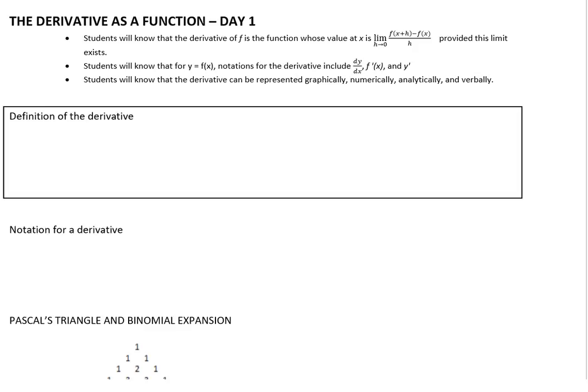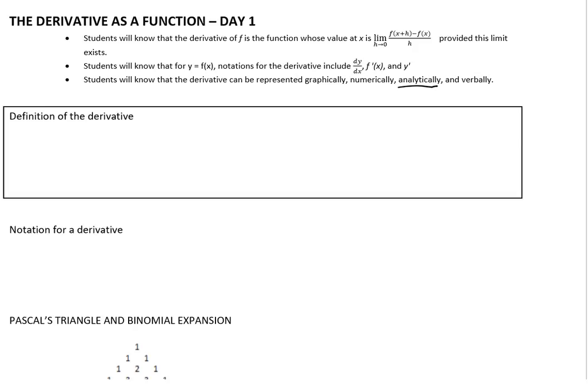Okay? So things that we'll know to do, we'll know the derivative of f is the function whose value is the limit as h approaches 0 of f of x plus h minus f of x over h, provided the limit exists. We'll know our function notation, which we'll look at in a minute, and we'll know that the derivative can be represented graphically, numerically, analytically, and verbally. And today mostly we're doing the analytical, which would be a formula, more than anything. Good.